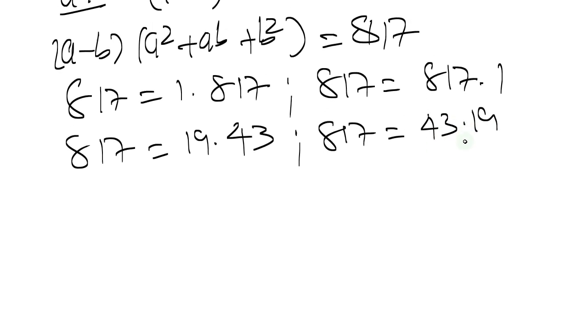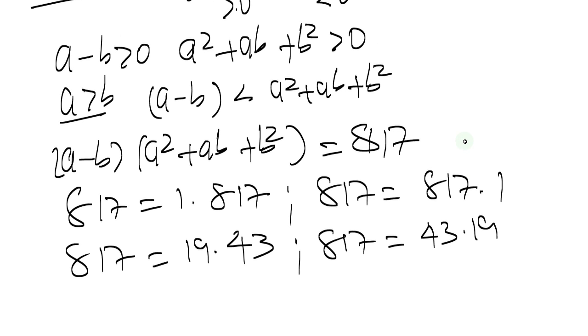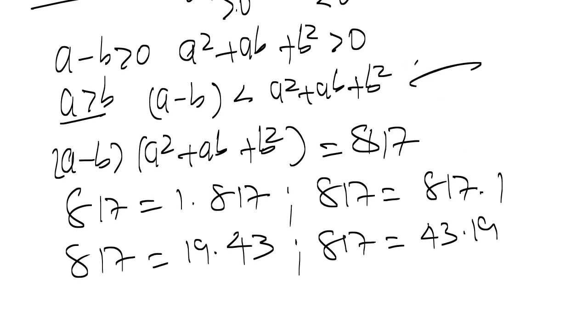Okay, this 4k, which one of them, according to what we said here, actually makes sense? If a minus b is smaller than a squared plus ab plus b squared, it means that this one is okay, but this one is not okay, because we're saying that a minus b is 817, and a squared plus ab is equal to 1 as well. This one doesn't make any sense.